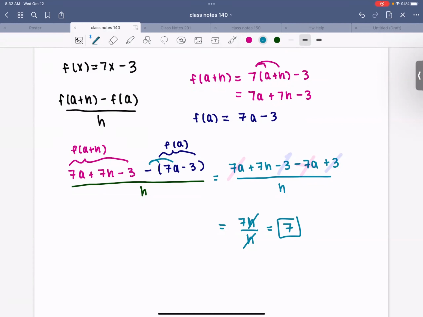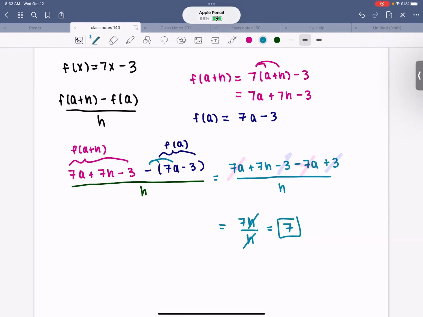So this formula, your answer should be pretty simple when you do this with any sort of polynomial function. Your answer should be a pretty simple value. Any questions on this one? Do we feel a little bit better about that homework question?